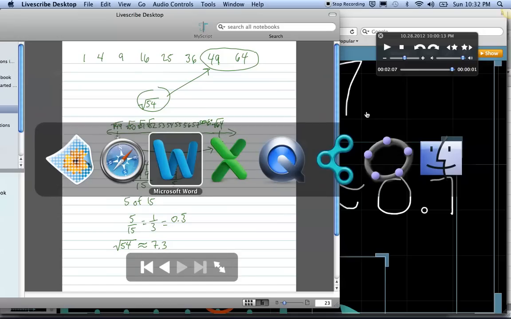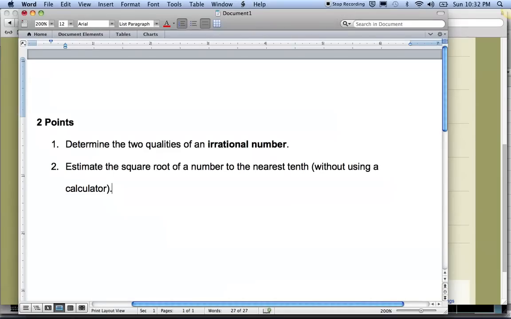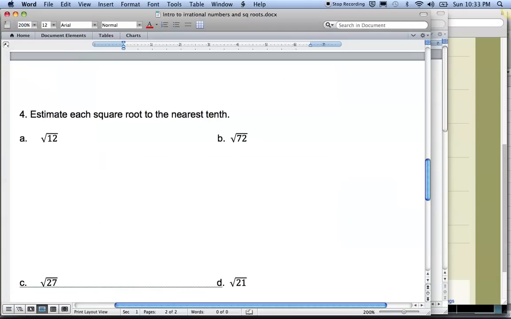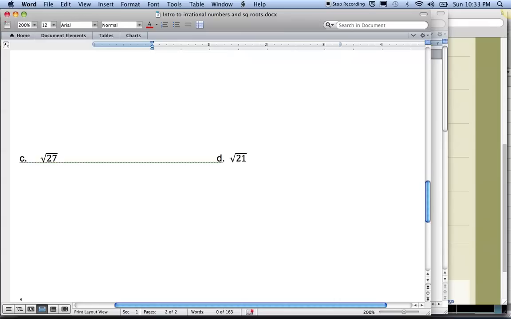Your turn. On the second page of your worksheet, there are 6 problems for you to estimate. Draw a number line. Count how many steps it is between the perfect square on either side of 12. Let's see this. Square root of 12 lies between the square root of 9 and the square root of 16. What's the perfect square that's a little bit smaller than 72? And what's the next perfect square after 72? Good luck.